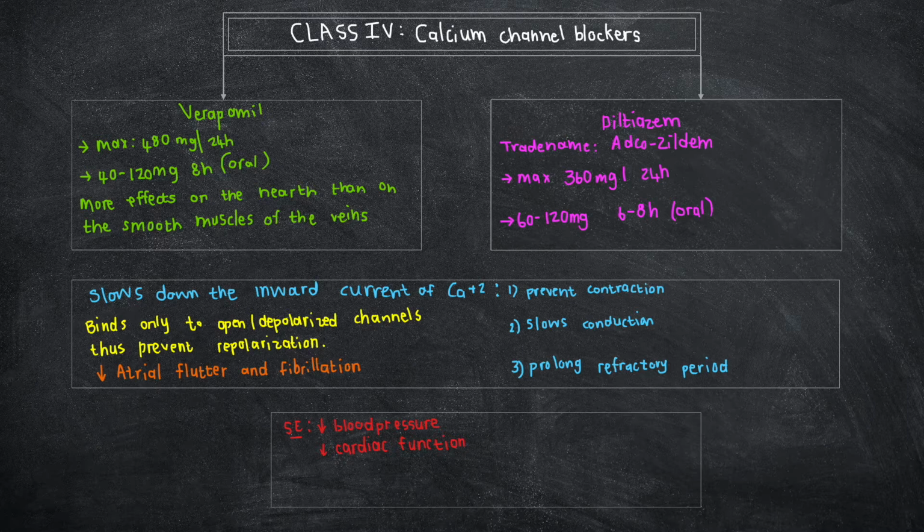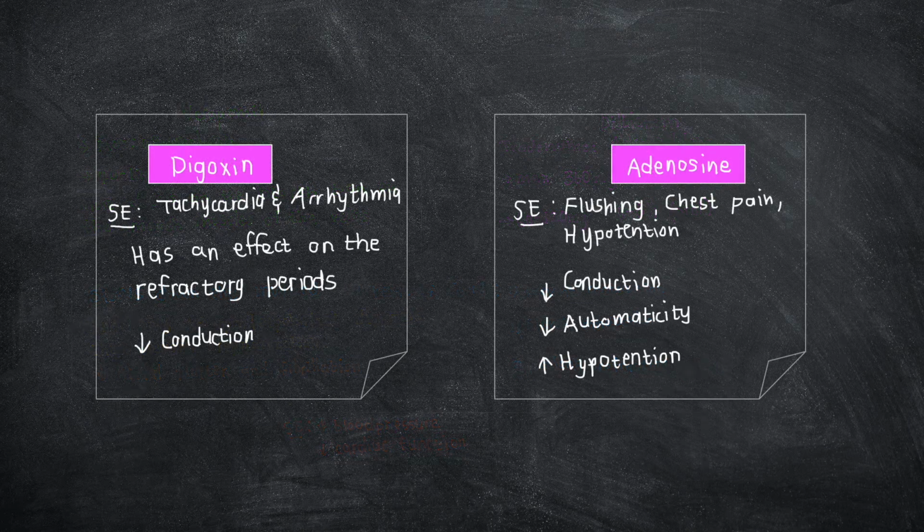The 2 last drugs to discuss in this video are digoxin and adenosine. Digoxin is not very often given due to the side effects. It can cause an arrhythmia and it can cause tachycardia, so it's quite a difficult drug to manage. And then adenosine is given IV, has a very short half-life, and it also decreases the automaticity of the heart, decreases the conduction of the heart, and increases hypertension.